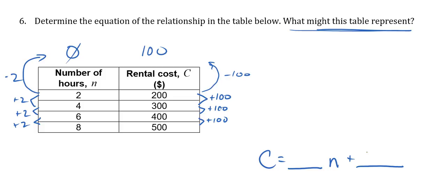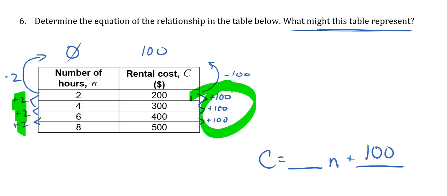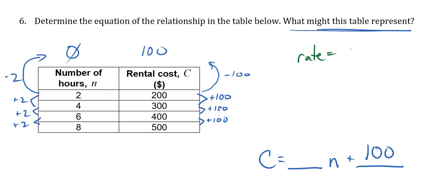Which line do I put that on? The second one that has no variable. Now to find the rate, what do I do? I take this number and I divide it by that number. And again, some people forget that and they just take this one, but you have to divide by that one. So the rate is 100 divided by 2, which is 50. C equals 50n plus 100.